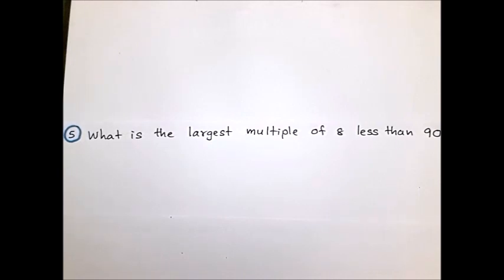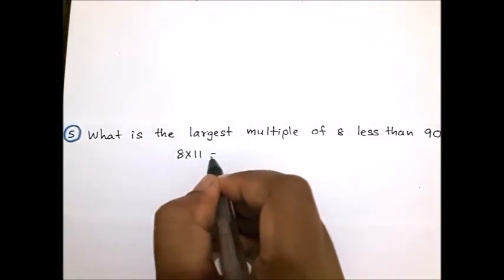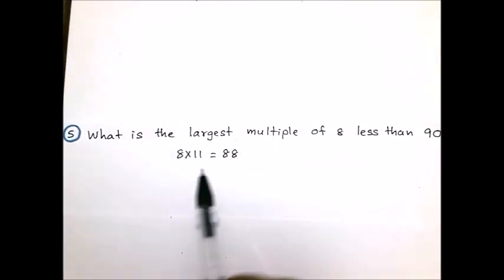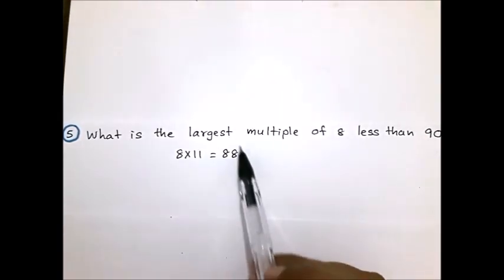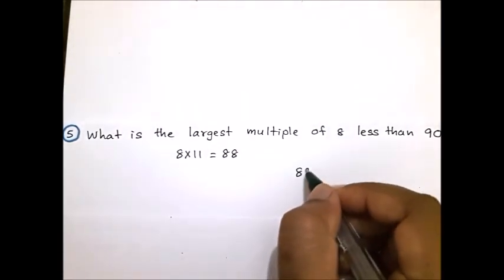Now look at the fifth question. What is the largest multiple of 8 less than 90? 8 times 11. It is 88. Less than 90. This is the largest multiple of 8. The answer is 88.